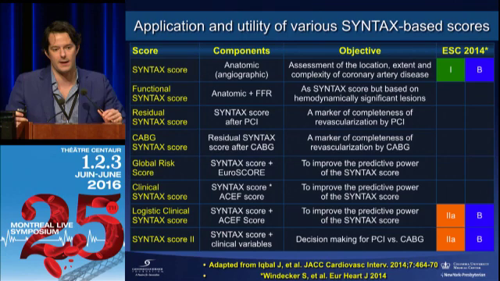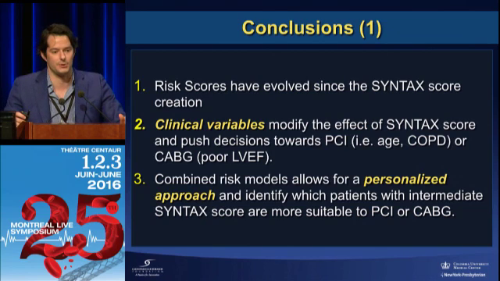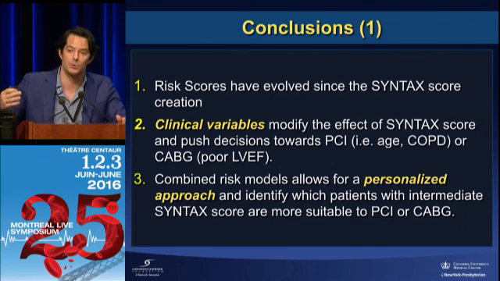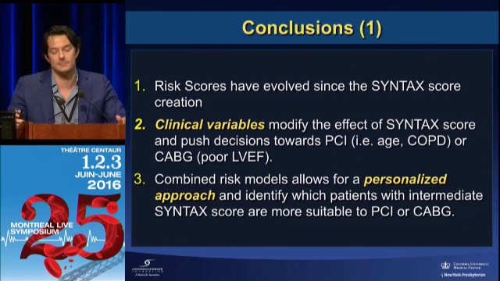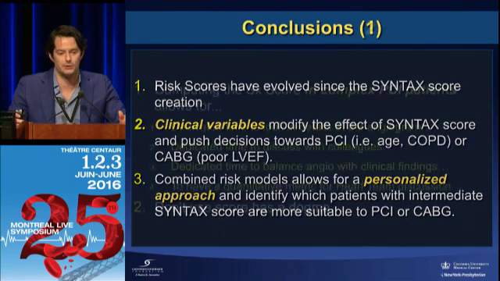One minute to wrap up here. Actually, this is where we are with scoring in the guidelines. Syntax score is in class 1B, despite all the problems we have with that for complex CAD. And the SYNTAX score 2 is a 2AB, pending software and an internet website to compute it. So in conclusion, I think risk scores are great. They can help to guide treatment, including clinical variables, but it's not perfect. I think we need to go for a personalized approach.